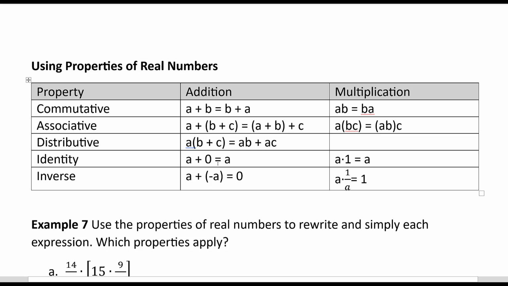Your identity for addition is 0. A plus 0 is a. Your identity for multiplication is 1. A times 1 is a. So in those cases, each operation, the identity gives you back what you started with. And then inverse, a plus negative a is 0. So your inverse gives you the identity. A times 1 over a equals 1.